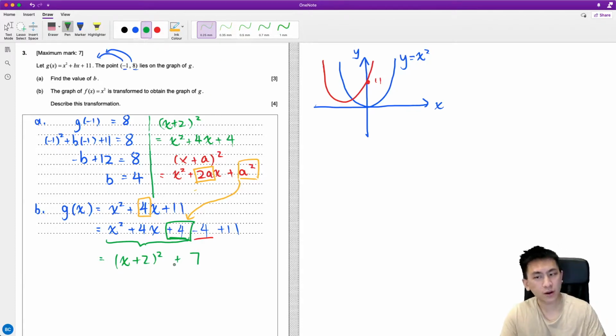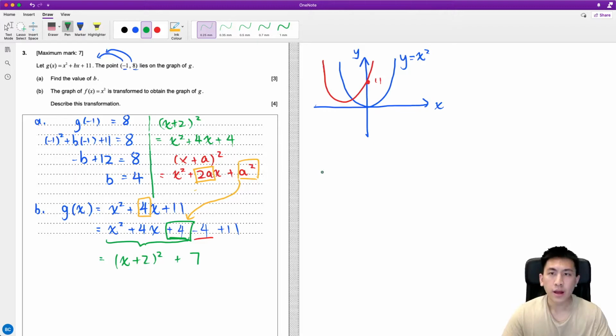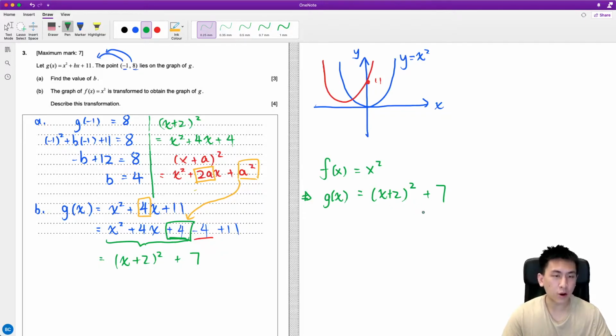I hope it's obvious now why we complete the square, because now we know g(x) is that. Let me write it here. The original function was f(x) equals x squared, and now it has transformed into g(x) equals x plus 2 squared minus 7. I hope by now you see why we complete the square, because from here it's very obvious what kind of transformation this has gone through. For function transformation, by now you should know, because this is something you learned a few years ago.